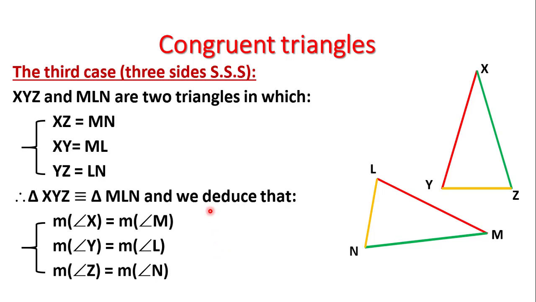The result of congruency is the equality of the measures of the three angles. Measure of angle X equals measure of angle M, measure of angle Y equals measure of angle L, and measure of angle Z equals measure of angle N. We can deduce that from the symbols: X with M, Y with L, and Z with N.